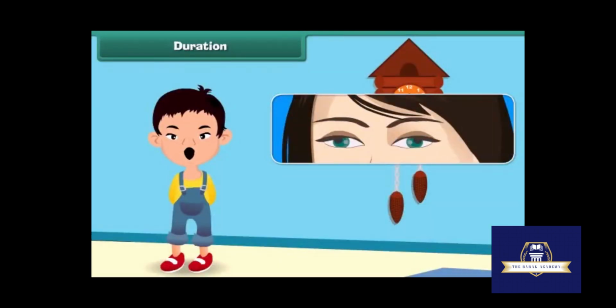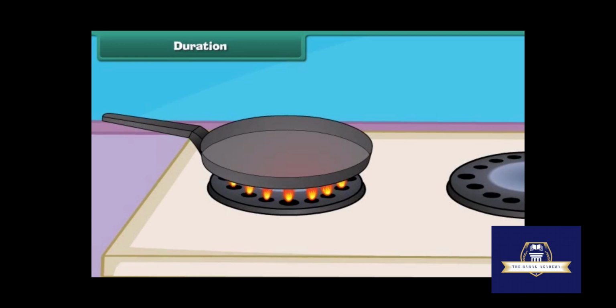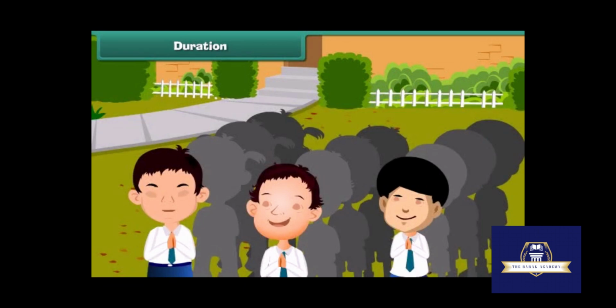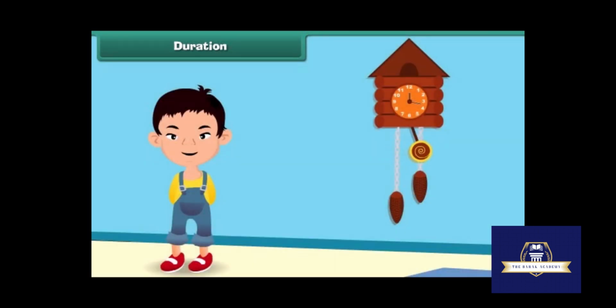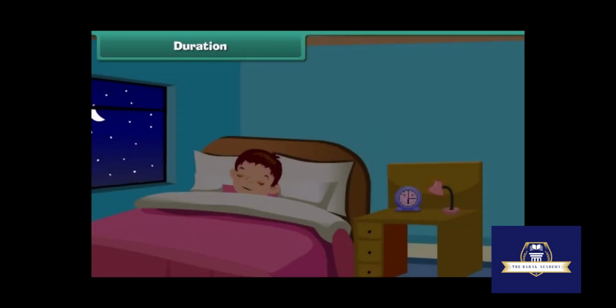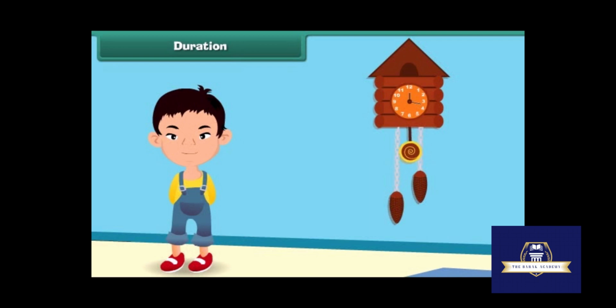Can you tell me how much time we take to blink our eyes? Yes, it takes only a few seconds. Similarly, when we touch a hot object, we take our hand back in few seconds. But when we go for a morning prayer in a school, it takes couple of minutes rather than few seconds. Similarly, it takes hour to take sleep at night. So we can say that some activities in our daily life take more time than the others.